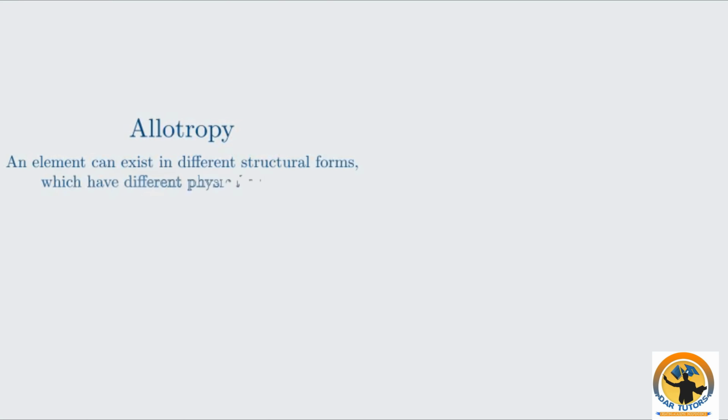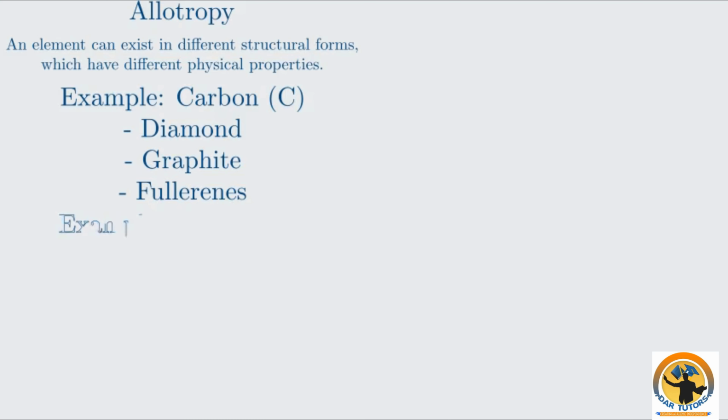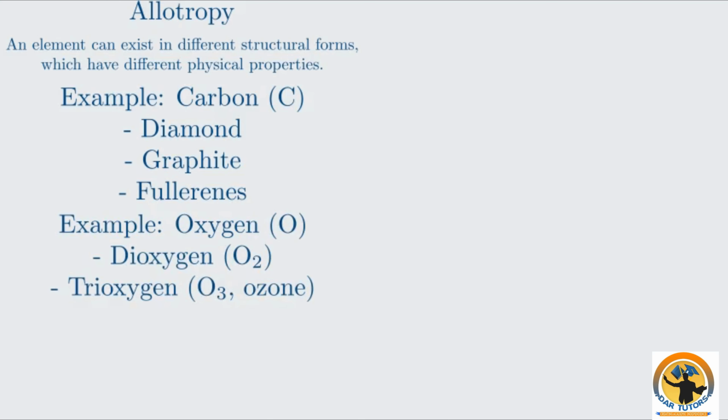An important concept related to elements is allotropy. This is when an element can exist in different structural forms, which have different physical properties. For example, the element carbon can exist as diamond, graphite, or fullerenes, all with distinct properties. Oxygen has 2 allotropes: dioxygen, or O2, the oxygen we breathe, and trioxygen, or O3, which is better known as ozone. Let's apply our knowledge of classifying matter to a worked example.